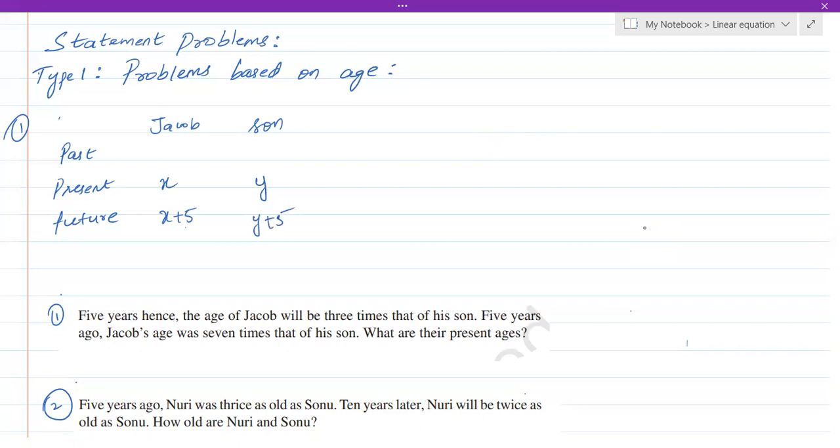Similarly, what is the past? 5 years ago. His present age is X, so 5 years ago, his age will be X minus 5. Suppose your age is 15. 5 years ago, what was it? 10. How did you get it? Subtract 5, isn't it? Same logic, X minus 5, and here it will become Y minus 5. If you create this table, it will be very easy to form the equation.